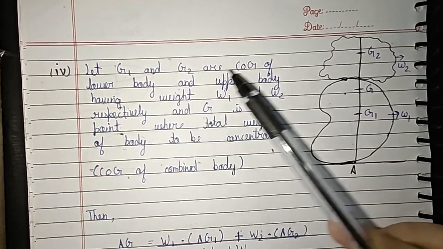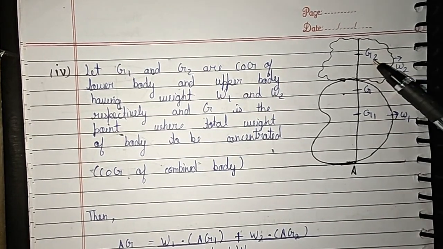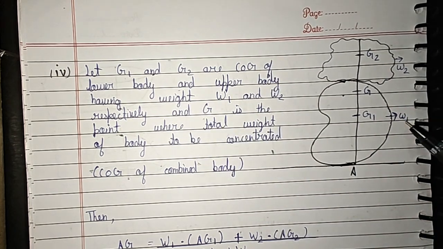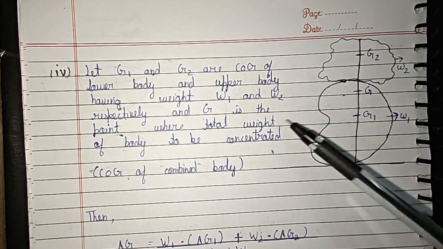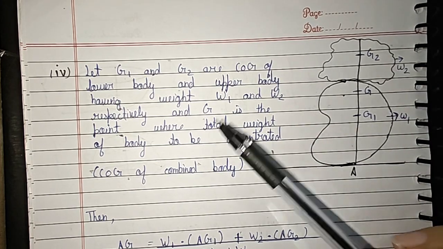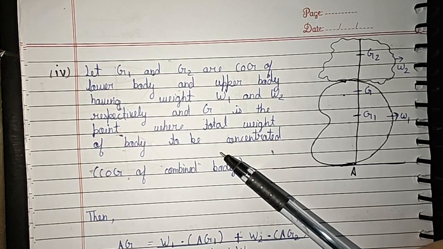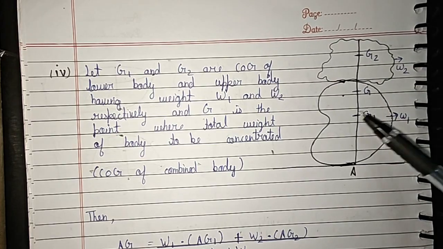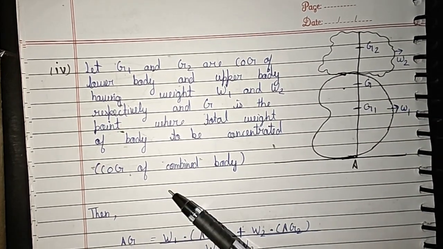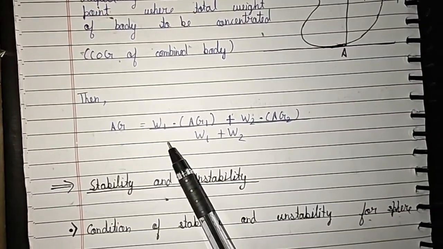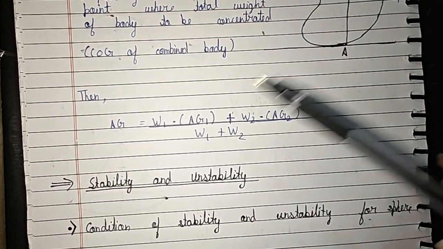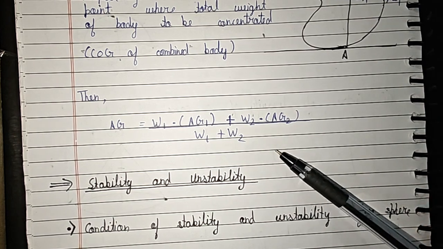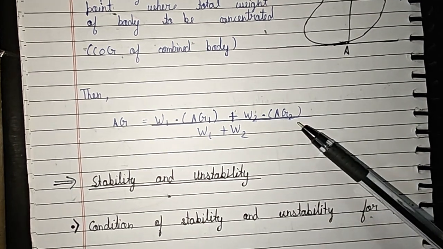Let G1 and G2, here G1 is this and G2 is this, be the centers of gravity of the lower body and the upper body, having weights W1 and W2. W1 is the weight of the lower body and W2 is the weight of the upper body, and G is the point where the total weight of the body is concentrated. Then the center of gravity of the combined body is W1 times AG1 plus W2 times AG2, upon W1 plus W2. So this was stable and unstable equilibrium.